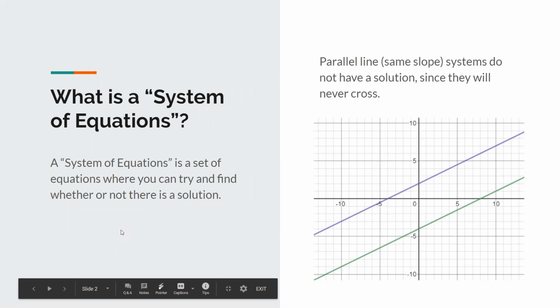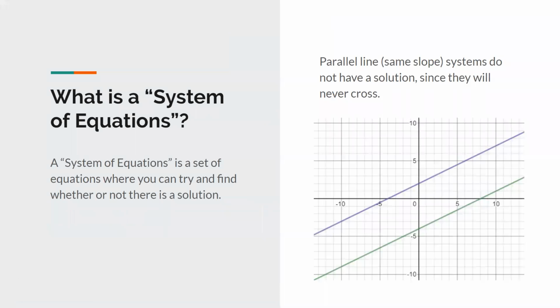What is a system of equations? A system of equations is a set of equations where you can try to find whether the lines cross or not. These systems can use quadratics, they can use polynomials of all kinds, and they can also use linear equations. Today we're mostly going to be talking about linear equations.